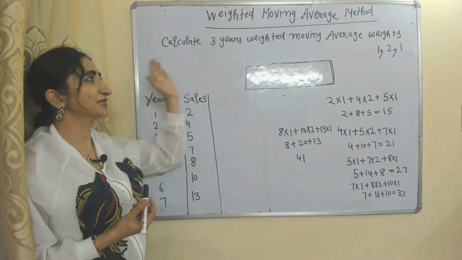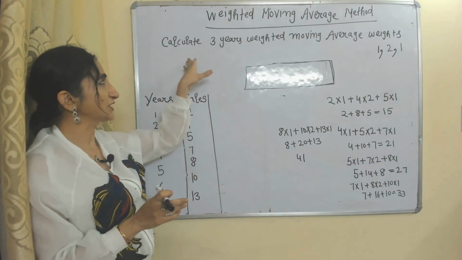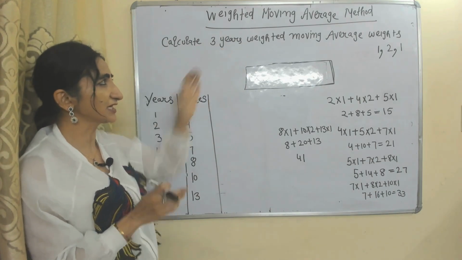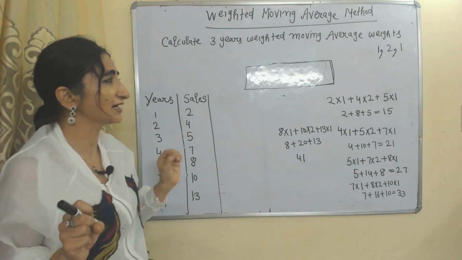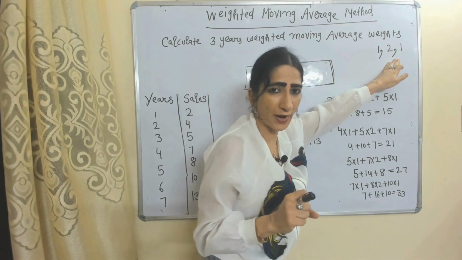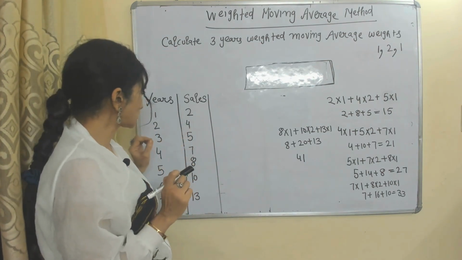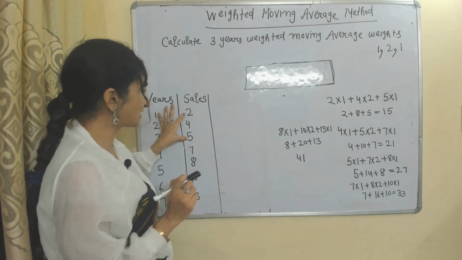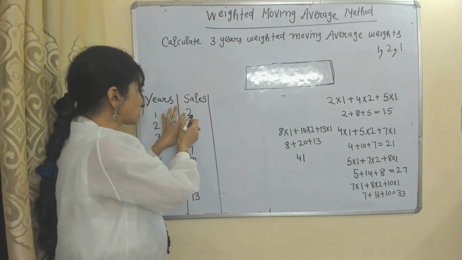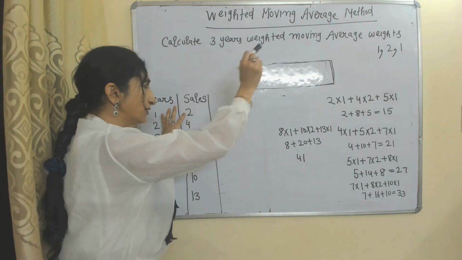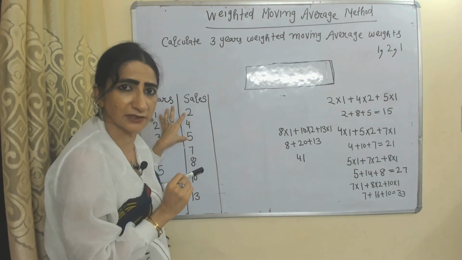Now we will see the weighted moving average method. The question is given: calculate 3 yearly weighted moving average. Weights are given 1, 2, 1. Number of years and sales are also given. First of all, we multiply these three numbers with the weights. First number with first weight, second number with second weight, third number with the third weight.